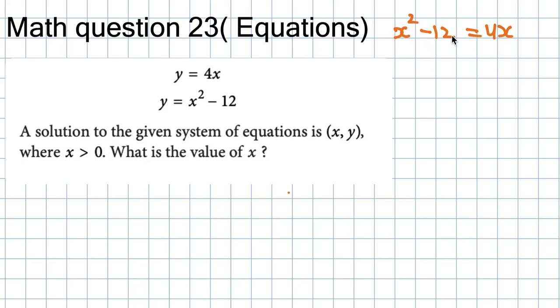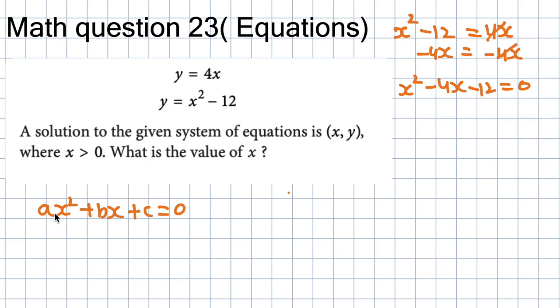Now, this is a quadratic equation. Let's convert it into standard form. Minus 4x on both sides, negative 4x on both sides. So this side it's cancelled. x squared minus 4x minus 12 is equal to 0. This is known as the standard form. Standard form is ax squared plus bx plus c equal to 0. So here the value of a is 1, b is minus 4, and c is equal to minus 12.